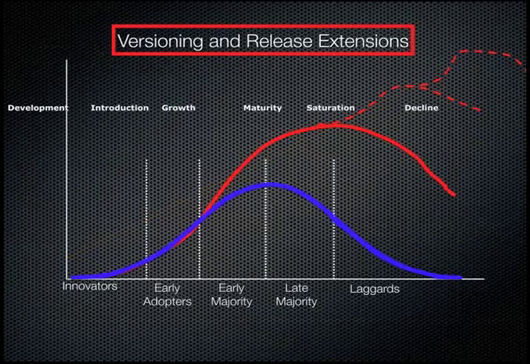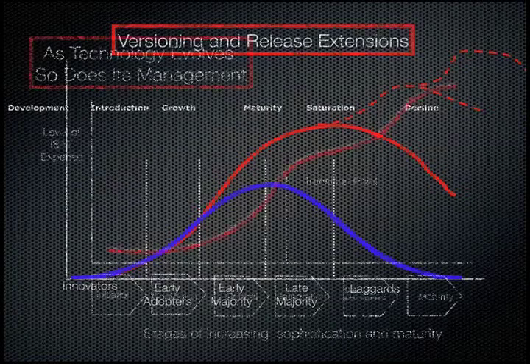This leads us to looking at how we version software and how software is introduced. It grows, it matures, it becomes saturated, and then ultimately declines. And we lay this on top of our diffusion of innovation, the innovators and the early adopters, and we can see that this graph continues as we release more and more versions of the software. It just keeps moving along.